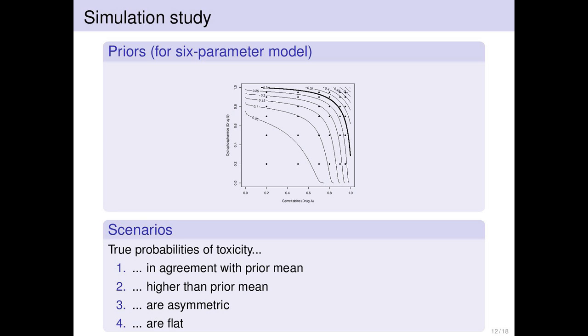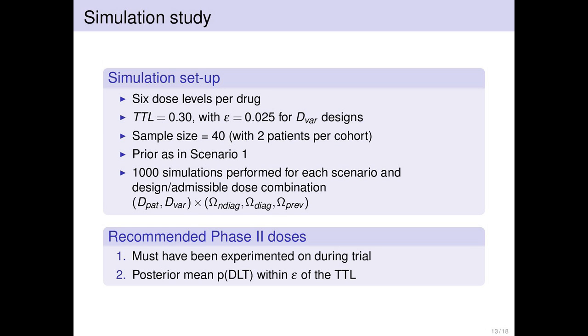So we've used those priors for the 6-parameter model, and then we're going to compare how this model performs when we generate data from 4 different scenarios. So the first scenario, we allow the probabilities of toxicity to be in agreement with the prior mean. So we expect the model to perform quite well in this situation. The other 3 scenarios are assessing the robustness of our dose toxicity model. So the second scenario, the probabilities are higher than the prior mean. The third scenario, they are asymmetric. And the fourth scenario, the probabilities are relatively flat over the dose ranges. The actual numbers of these probabilities I won't show today, but they're in the paper. And for today, I'm just going to concentrate on scenarios 1 and 2.